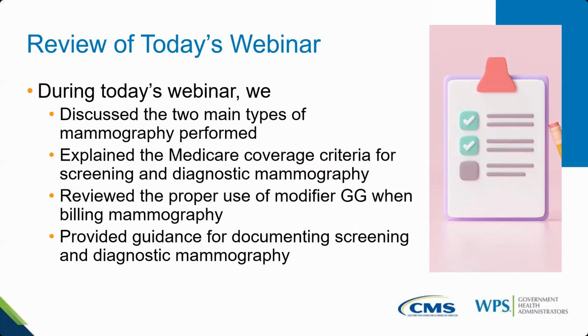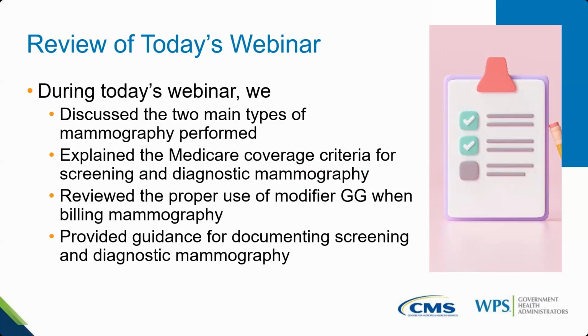Mammography is a vital diagnostic tool for breast cancer screening and diagnosis, delivering critical information that supports early detection and treatment. Accurate documentation of mammography services is essential for delivering optimal care to the patient and for ensuring accurate billing and reimbursement for the services rendered.